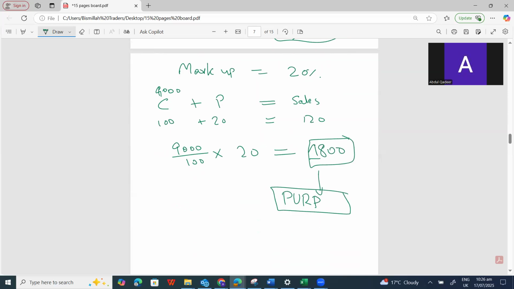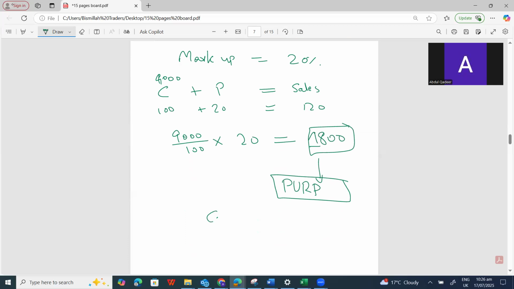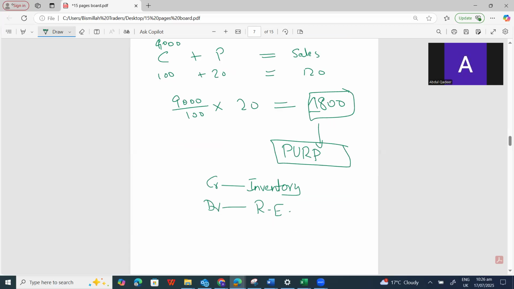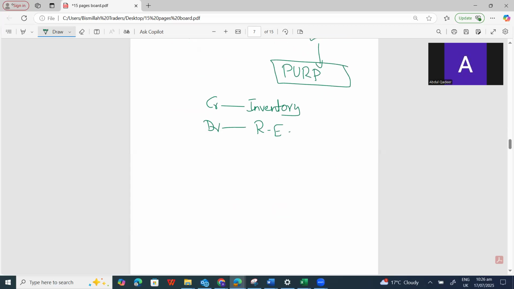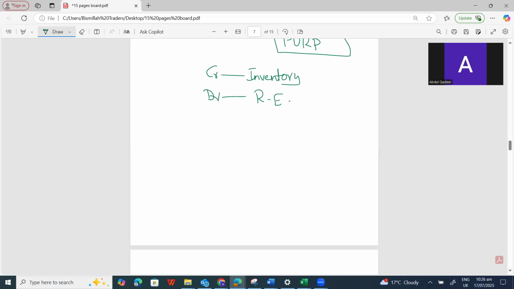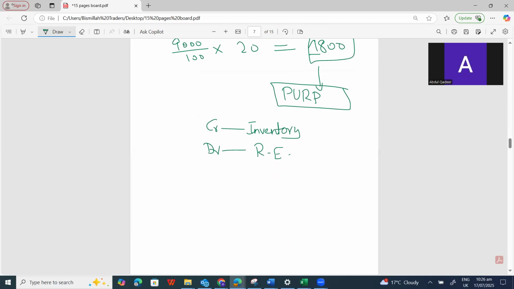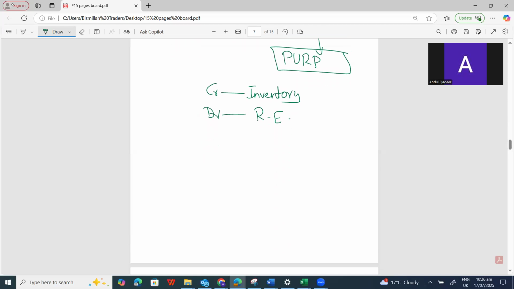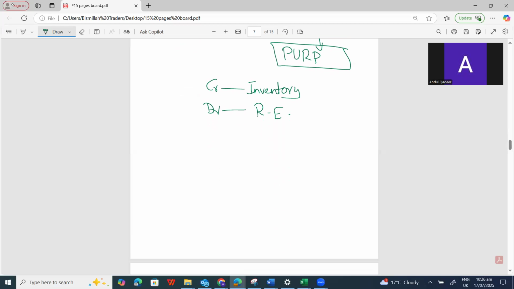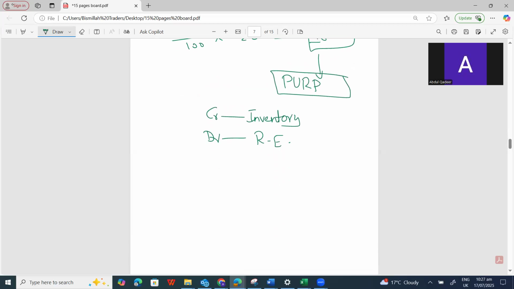We have to adjust the PURP double entry. Do you remember? Credit inventory. We remove the PURP from the inventory and debit retained earnings, and we remove the same amount from the retained earnings. We reduce the inventory and reduce the retained earnings. In case of retained earnings and NCI, portion of PURP.